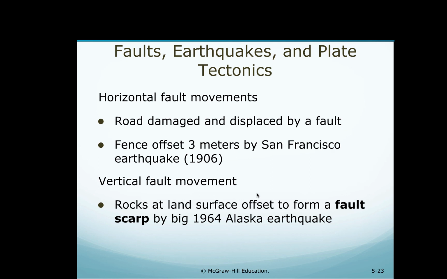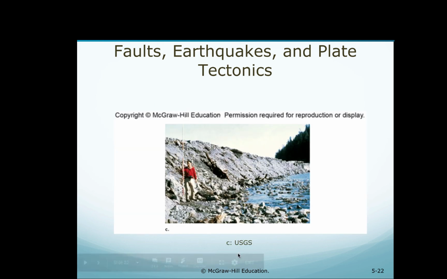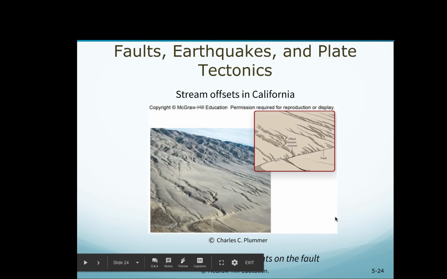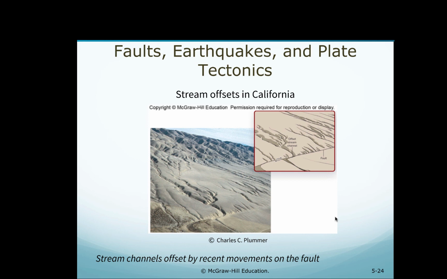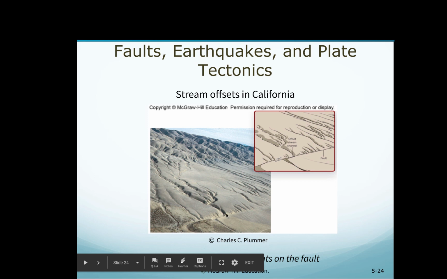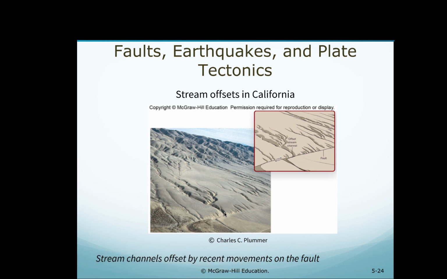And the vertical fault movement. Here, in 1964, the rocks at the land surface were offset to form a fault scarp by a big 1964 Alaskan earthquake right here. Stream offsets in California. Stream channels offset by recent movements of the fault. Right here is the same spot as right there.